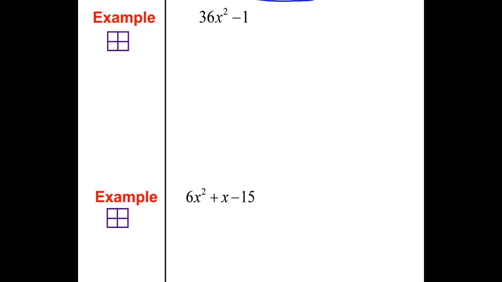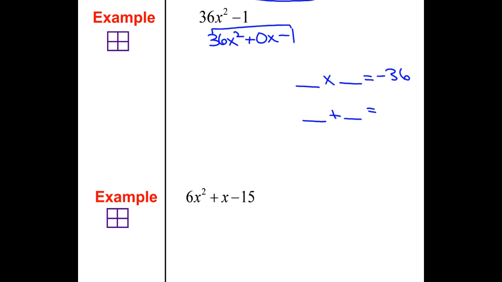I'm going to do 2 more examples, then I'm going to put up ones for you guys to do. So again, we can rewrite this one as 36x squared plus 0x minus 1, so we make sure we realize that. We do our leading coefficient times our constant. They need to multiply to equal negative 36, so they're multiplying to be a negative. One's positive, one's negative. They're adding to equal 0. The numbers that do that are 6 and negative 6.